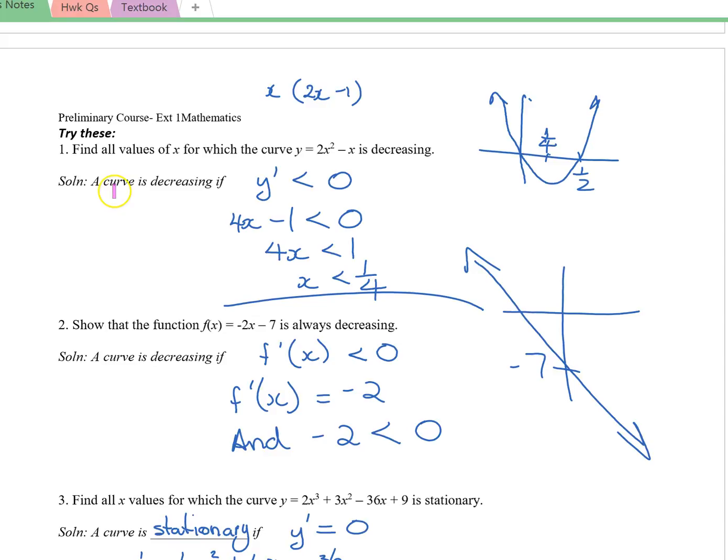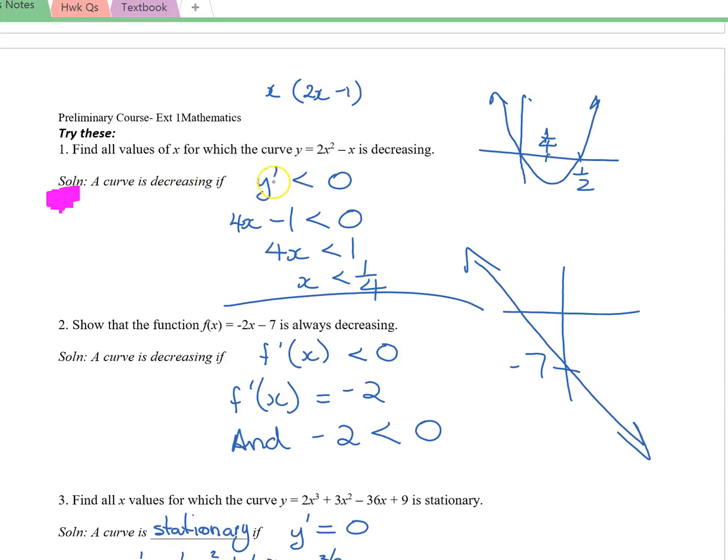You can see here in these examples, I've done exactly that. This first question said find all values of x. So that says we'll be solving for x, for which the curve is decreasing. We should start off immediately: a curve is decreasing if, and you state your mathematical fact or property. We don't do any maths unless it's based on a mathematical fact, property, rule, etc. So we need to learn this. It's a rule that you have to know and state it in your solution.